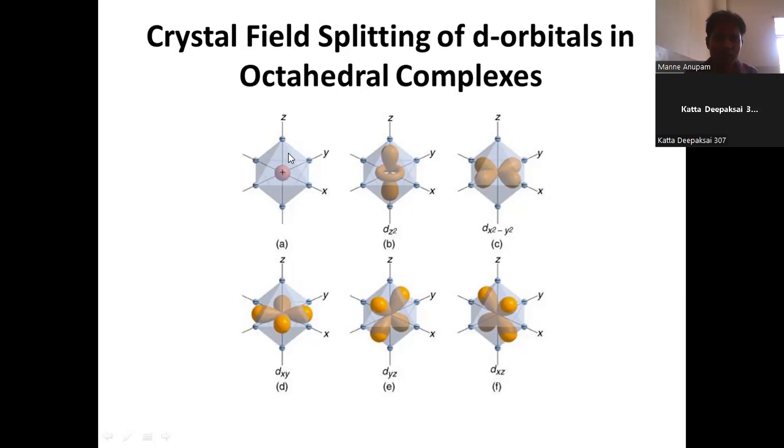So if we look at this diagram, this is dz square, and this is dx square minus y square, an orbital concentrated on the axis. Now here, dxy is concentrated in between the axes. dyz is concentrated in between the y and z axes. dxz is concentrated in between the x and z axes.